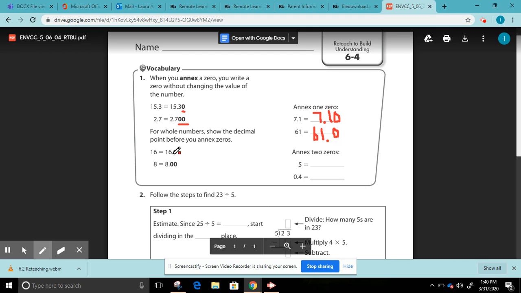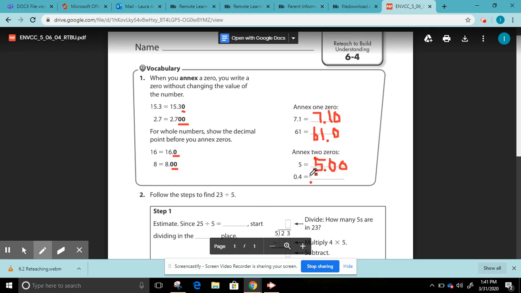So 16 becomes 16. It's still 16. There is a 0 that we annexed here, but it's still 16. 8. 8 is still 8. We annexed 2 zeros here, but it's still 8. Annex 2 zeros. So 5. It's a whole number. Where's the decimal point going to go? Yep, right next to the 5. And 2 zeros.